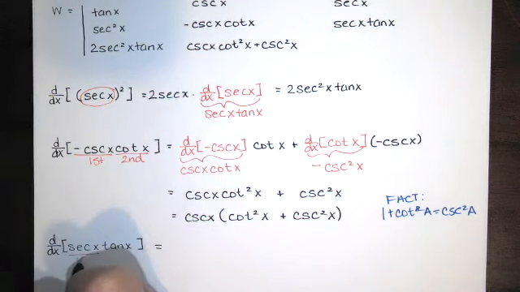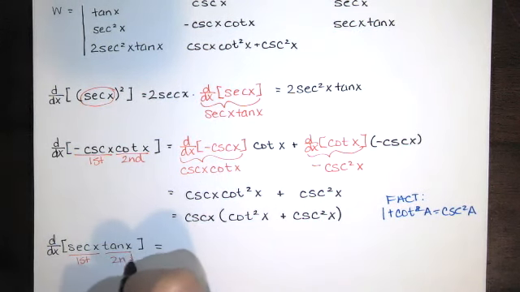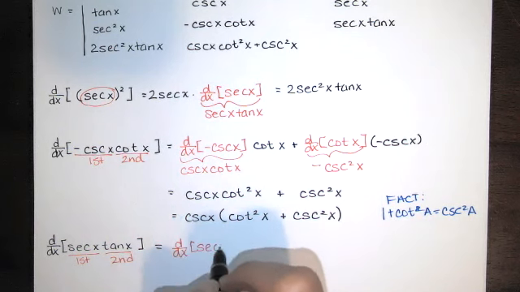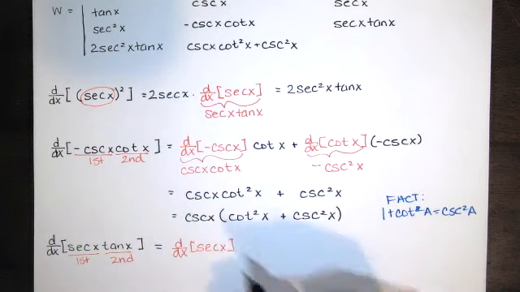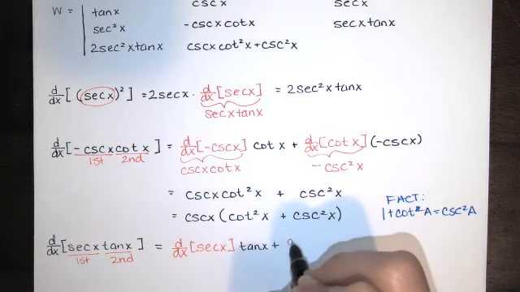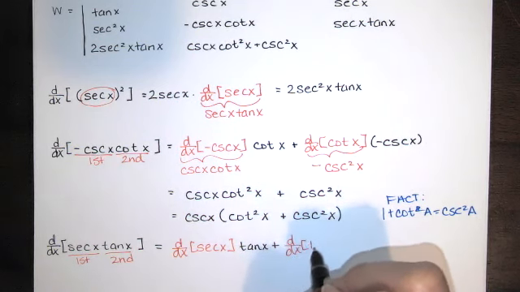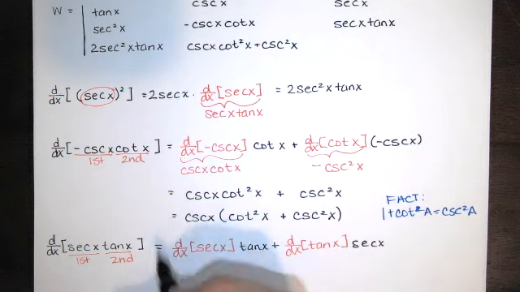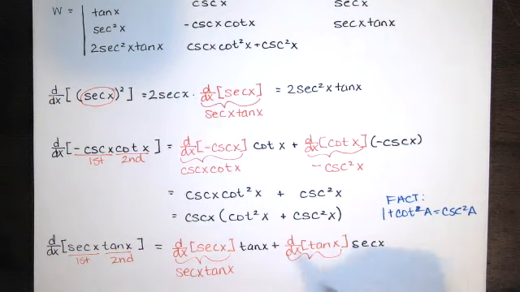Use the product rule again. There's my first function. There's my second function. And I've got the derivative of the first times the second, undifferentiated, plus the derivative of the second times the first. And the derivative of secant of x is secant of x times tangent of x. And the derivative of tangent of x is secant squared x.